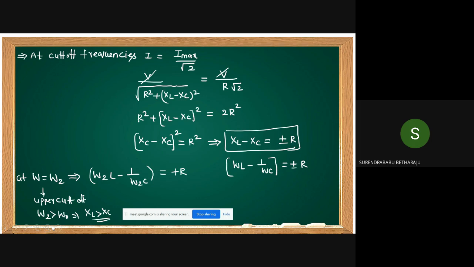Clear or not? XL is dominant. That's why XL is dominant means this is more as compared to this one. This gives the positive. Clear or not? Let this be equation one, at omega equal to omega 1. That's the lower cutoff frequency. That lower cutoff frequency omega 1 is less than omega naught.